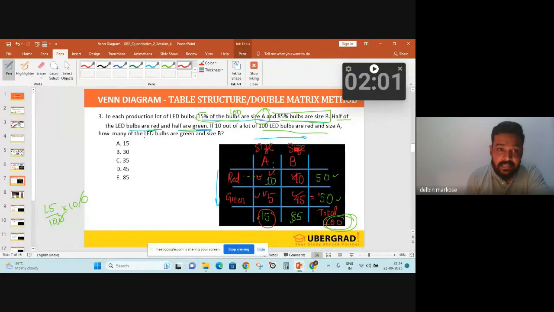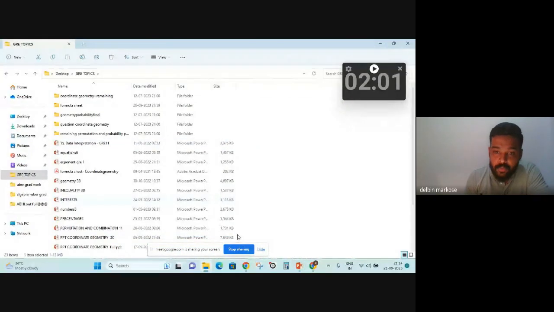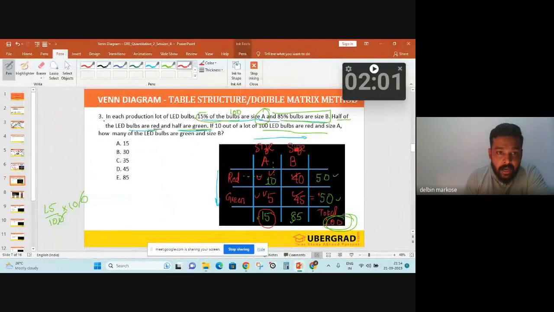Now what is the question they're asking? How many of the LED bulbs are green and size B? Where is green and size B? That's 45. Is this explanation clear to everyone? Could you please confirm?